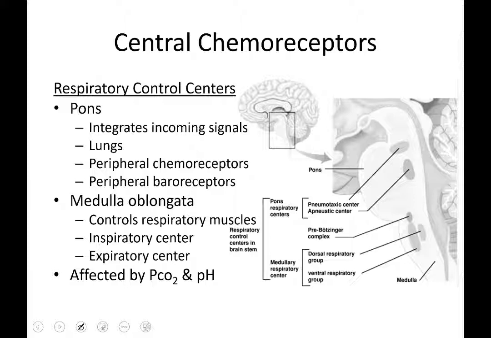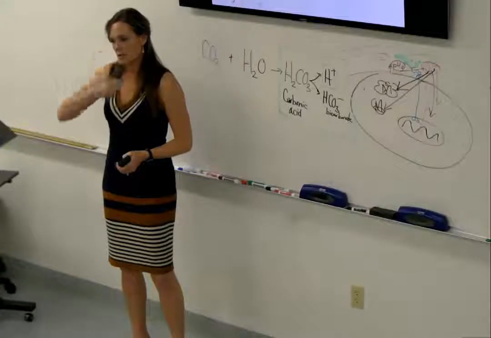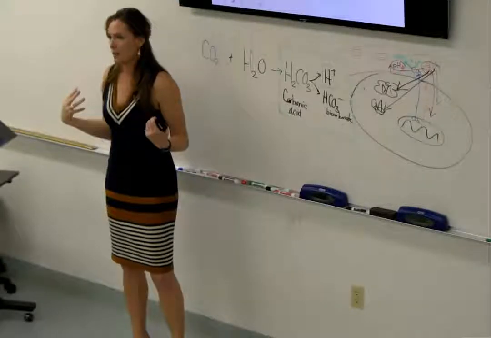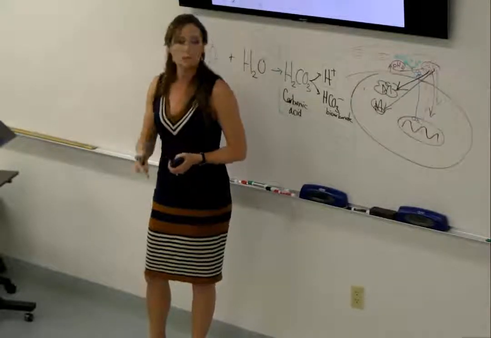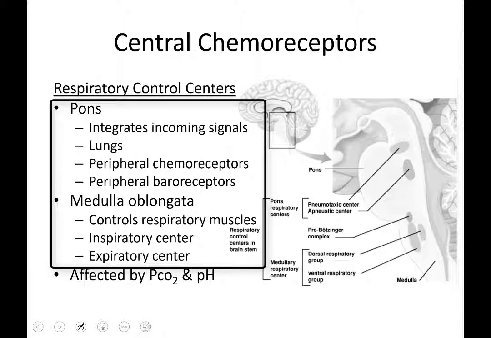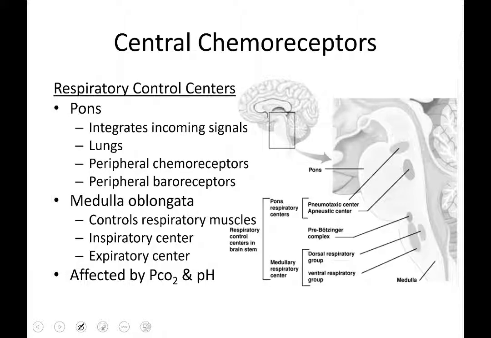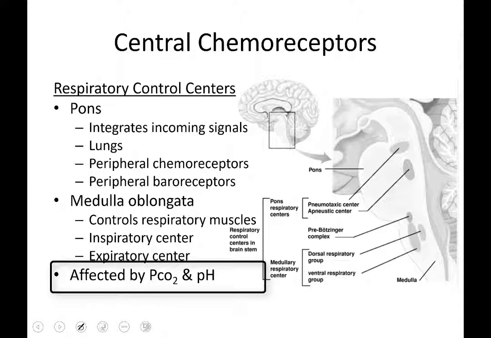Chemoreceptors, two main groups I want you to think of. Central, being in the brain, and peripheral, out in the body. In the brain, the chemoreceptors are located in the brainstem, the pons and the medulla oblongata. We have our respiratory and our cardiovascular centers distributed between these two regions. In the brain, because of the blood-brain barrier, the brain is more responsive and determines our breathing rate and depth of breathing and all the controls of our diaphragm and our breathing muscles primarily by the presence of carbon dioxide and therefore pH.